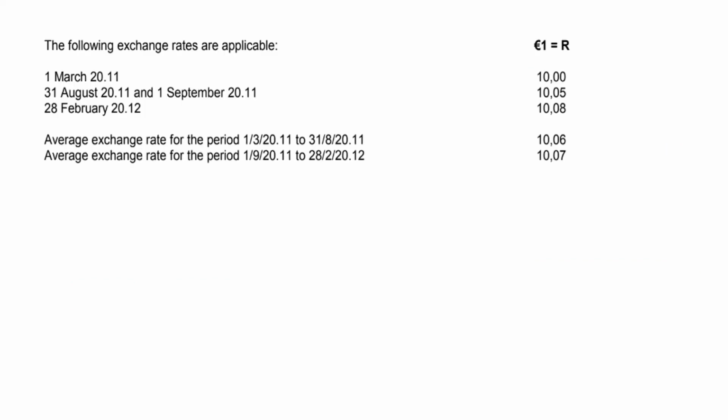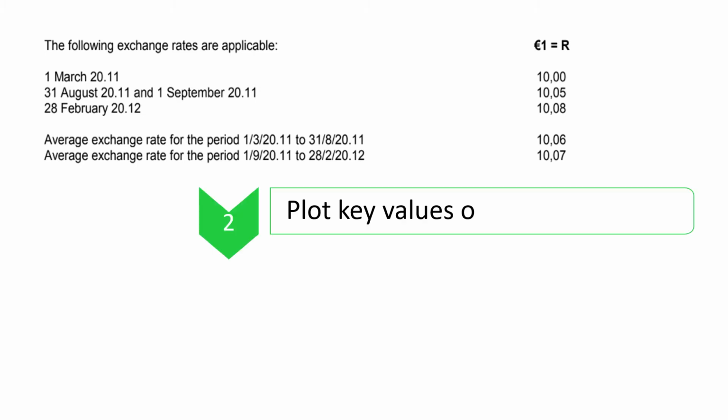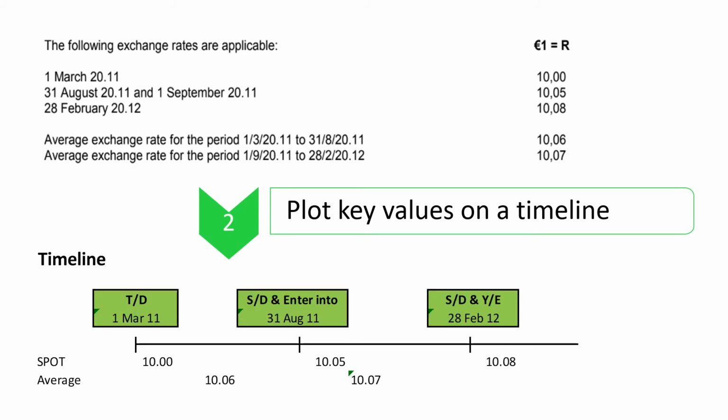The following exchange rates are applicable. The question gives you exchange rates, which obviously need to be plotted on a timeline. So bear in mind that your spot rates refer to exchange rates at a specific point in time, whereas your average rates cover a specific portion of your timeline.